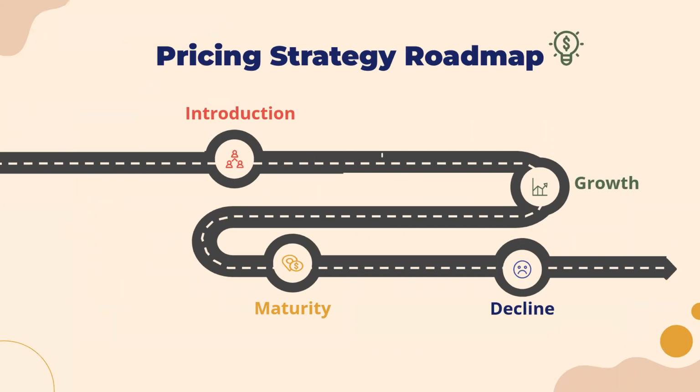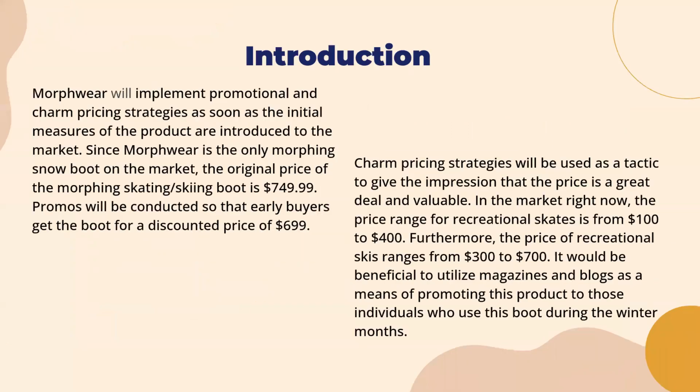Next is our pricing strategy. There are 4 major steps of our roadmap: our introduction, our growth, our maturity and decline, and that determines how we price at each stage in the process. During our introduction, Morphware will use promotional pricing strategies and charm pricing strategies, giving the impression that the product is a great deal for the consumers when we're still trying to onboard them.